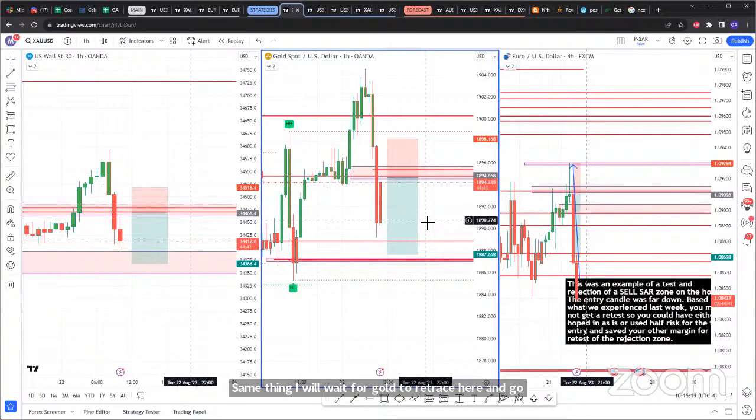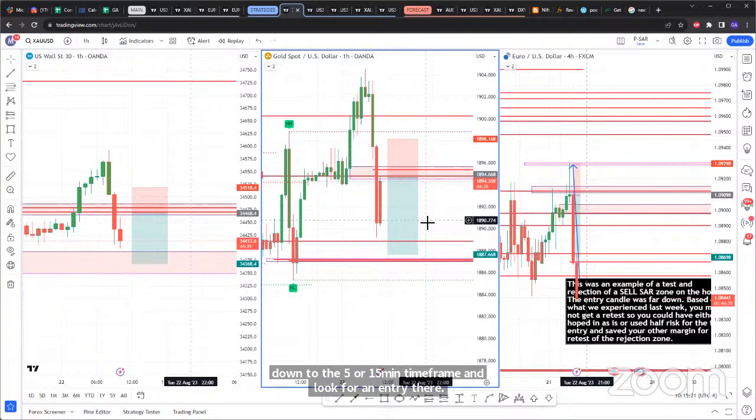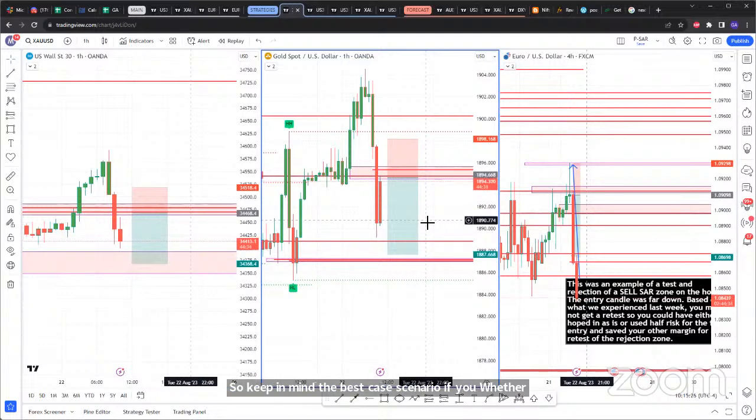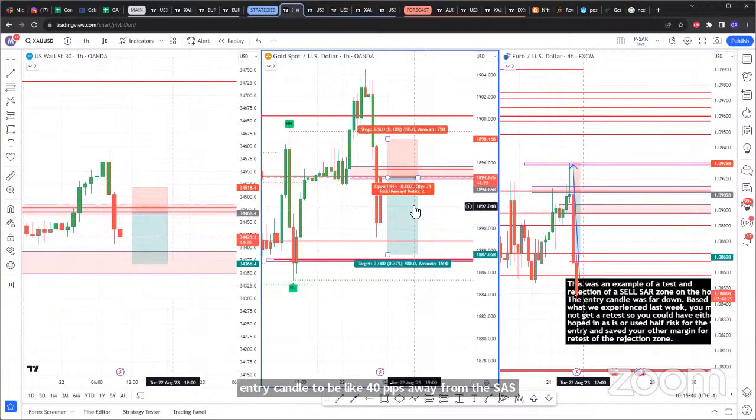So keep in mind, whether you're taking a buy or sell, the best case scenario is your entry candle to be like 10 pips within your SAR zones. The worst case scenario is your entry candle to be like 40 pips away from the SARs you're trading. So if you follow that simple rule, it will be so evident to you.